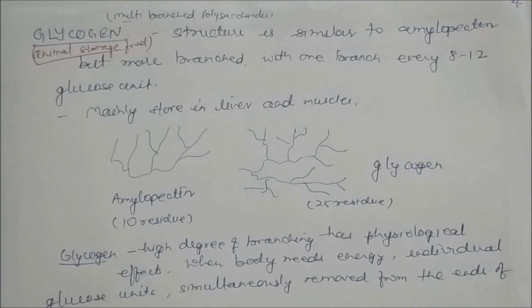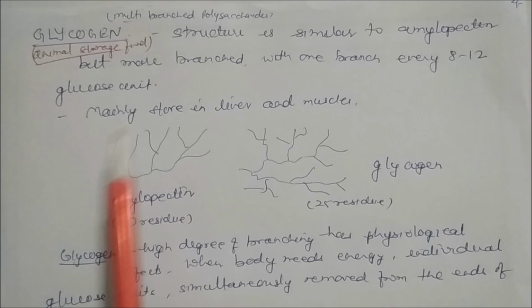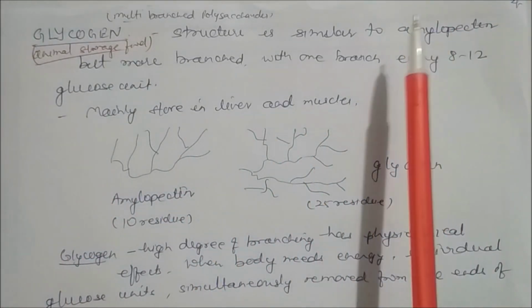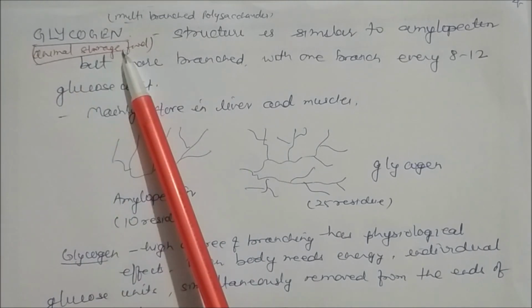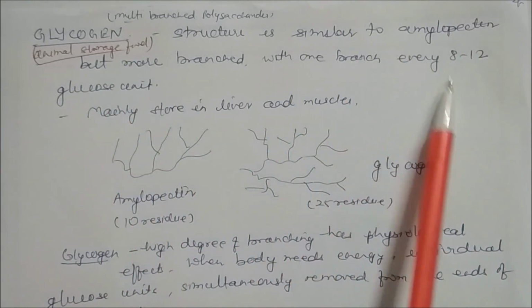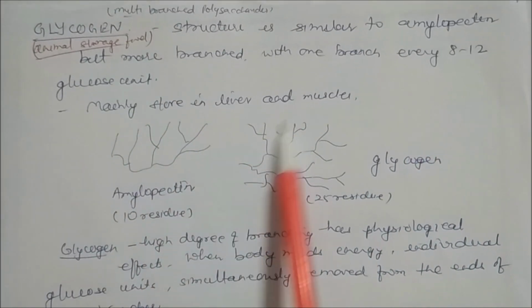Next is our glycogen, which is a multi-branched polysaccharide. So this is also an animal storage food. And the structure is again similar to amylopectin. If you remember, amylopectin is branched, but glycogen is more branched than amylopectin. So we can say that with one branch, again 8 to 12 glucose units are present. Mainly it is stored in the liver and muscles.